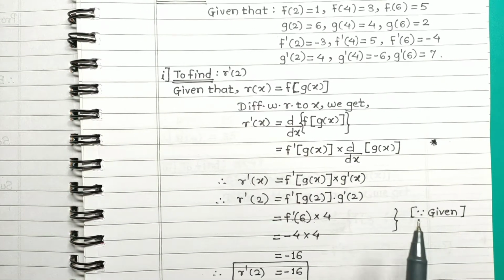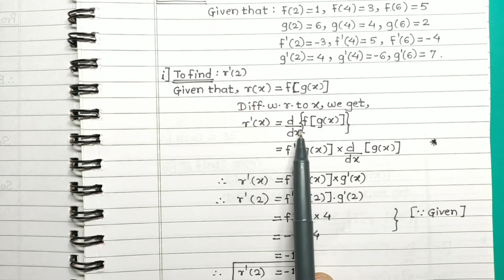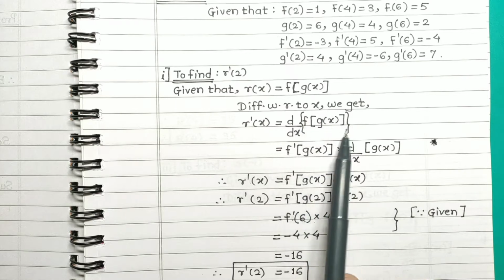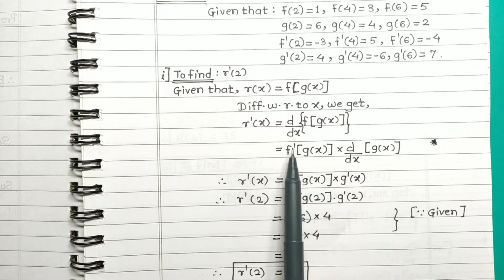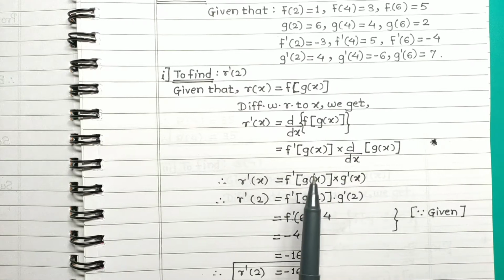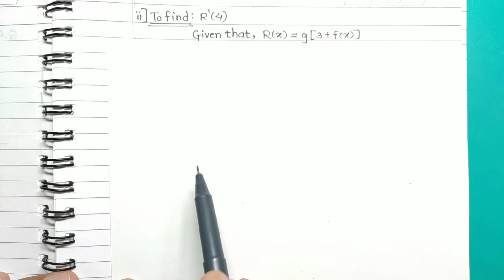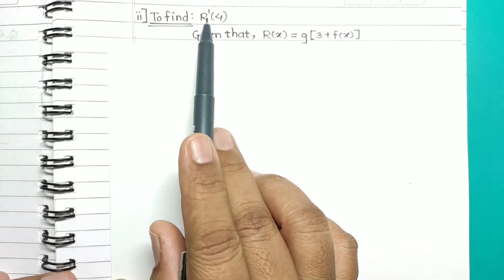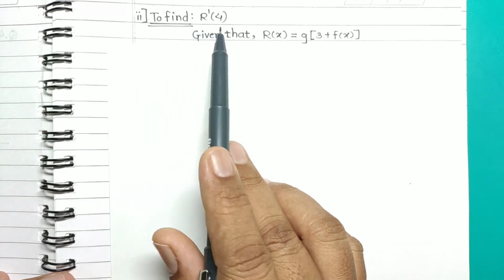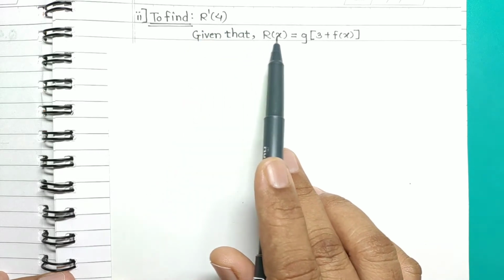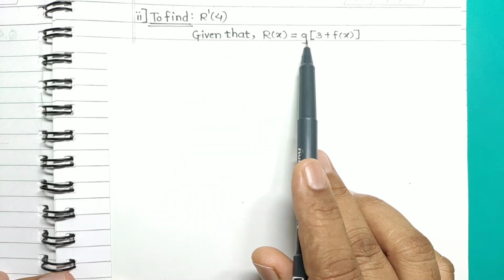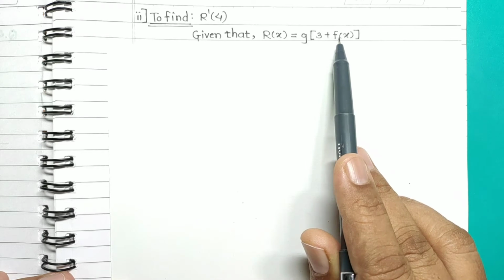Just you have to understand the notations properly, and you have to write down the derivative of this composite function using the chain rule very correctly. Then the solution is very easy. Then the second sub question, we have to find capital R dash of 4. So here we are given that capital R of x is equal to g of 3 plus f of x.